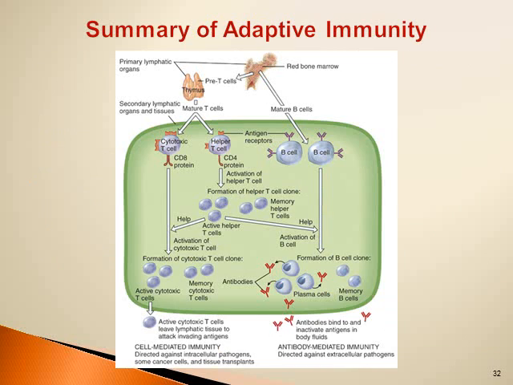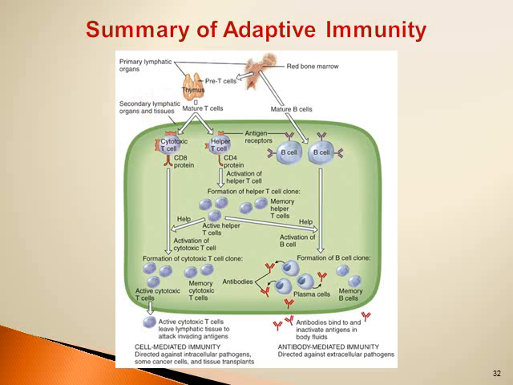Here we can see a summary of the adaptive immune response. As you can see, the primary lymphatic organs, the red bone marrow, give us the mature B cells and the pre-T cells that will reside in the thymus, where they will undergo more maturity, and then they will be released to the secondary lymphatic organs and tissues.